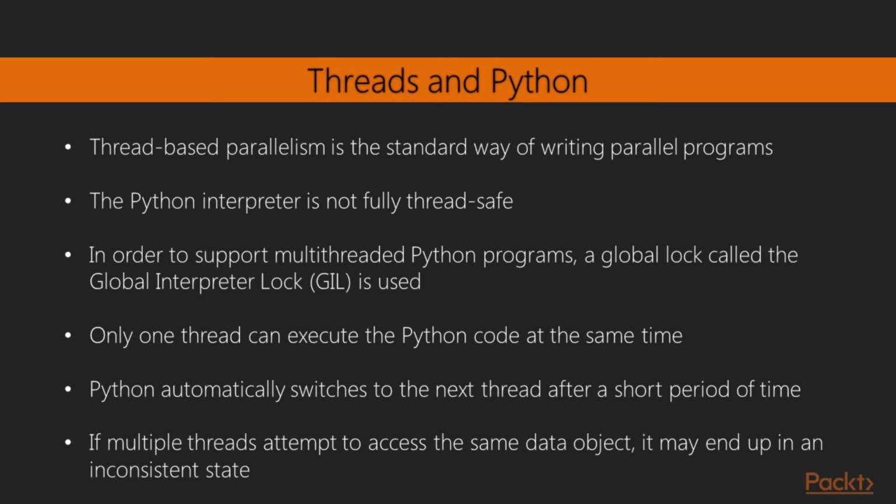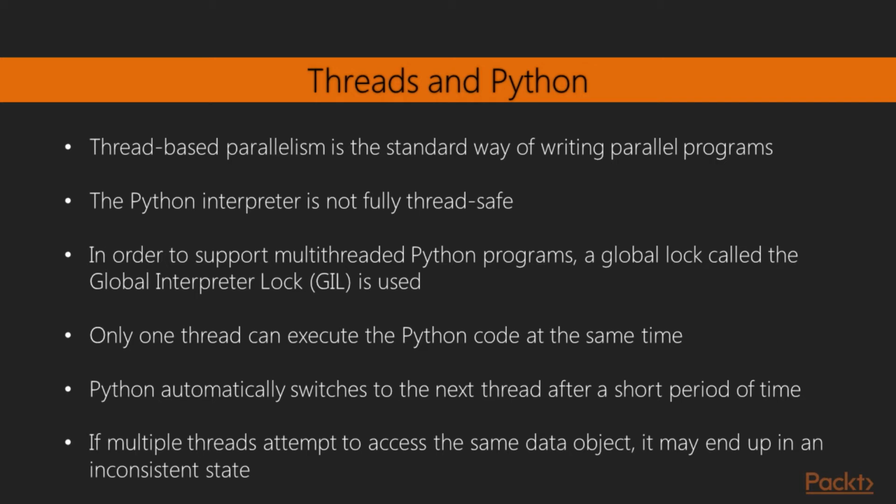However, the Python interpreter is not fully thread-safe. In order to support multi-threaded Python programs, a global lock called the Global Interpreter Lock, or GIL, is used. This means that only one thread can execute Python code at the same time. Python automatically switches to the next thread after a short period of time, or when a thread does something that may take a while. The GIL is not enough to avoid problems in your own programs, though. If multiple threads attempt to access the same data object, it may end up in an inconsistent state.